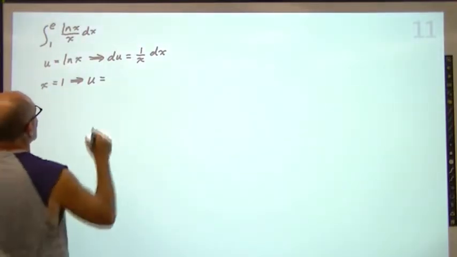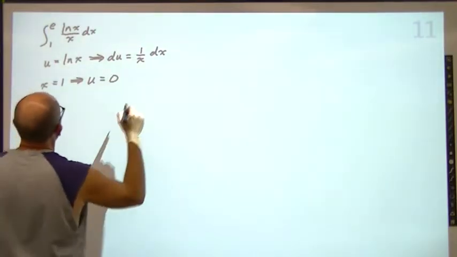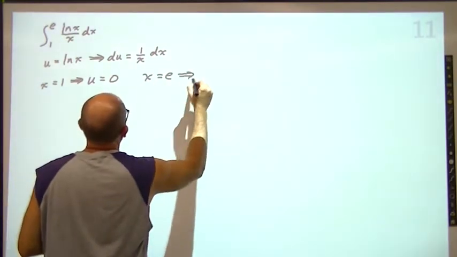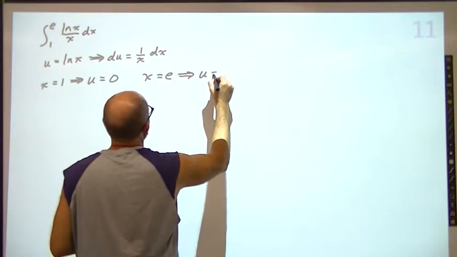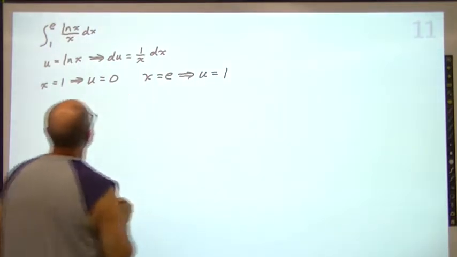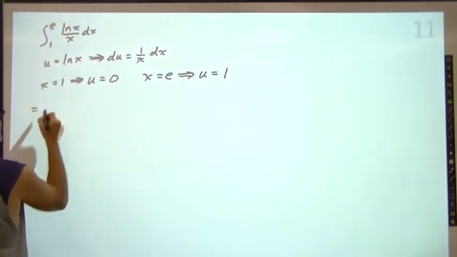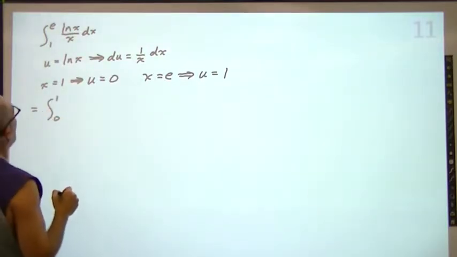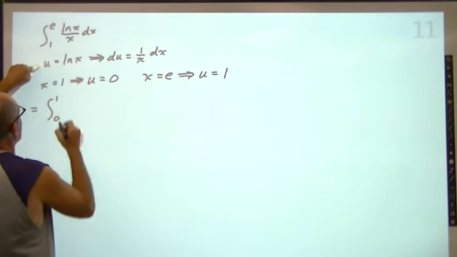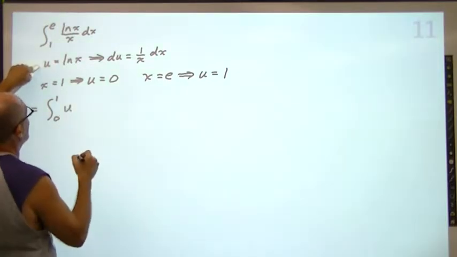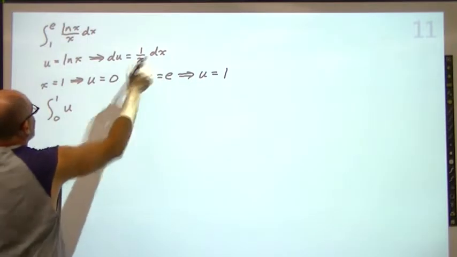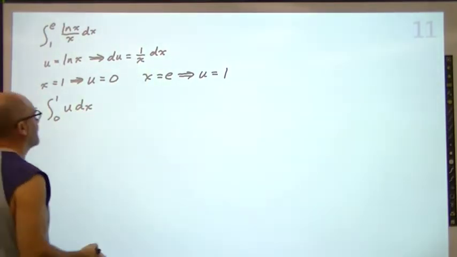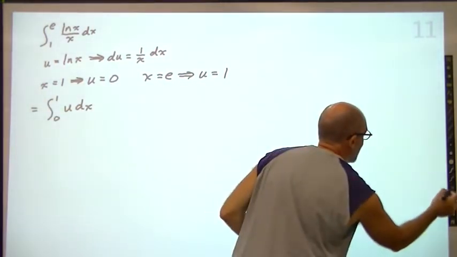So that's natural log of 1, which is 0. And if x equals e, then u equals natural log of e, which is 1. So this whole thing becomes the integral from 0 to 1 of natural log x, which is u, times du, which is 1 over x dx. Okay. Oh, rats. Times du.